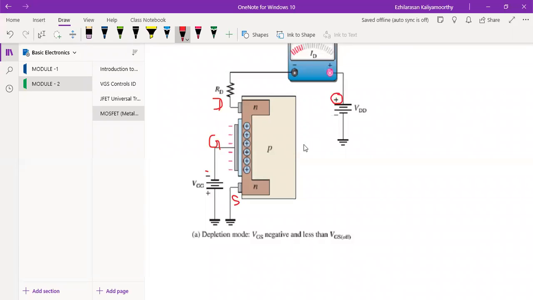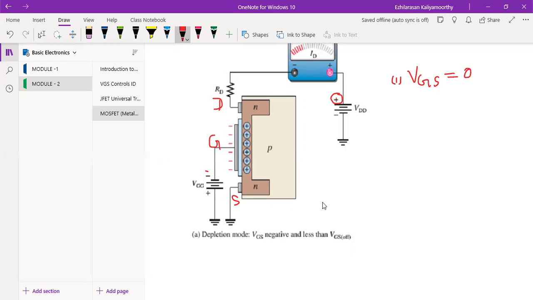So now, first, when no voltage is applied, VGS is equal to 0. We are not applying any voltage. If I'm not applying any voltage between the gate and the source, then the minority carriers get attracted and settle near the silicon dioxide layer.